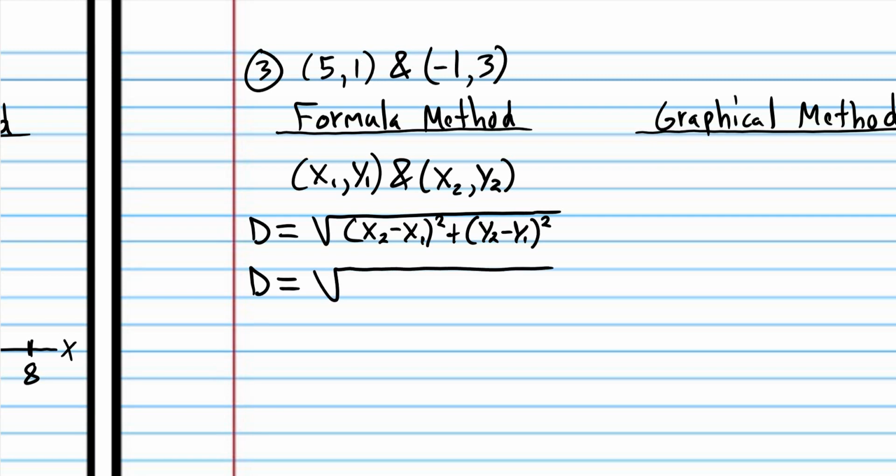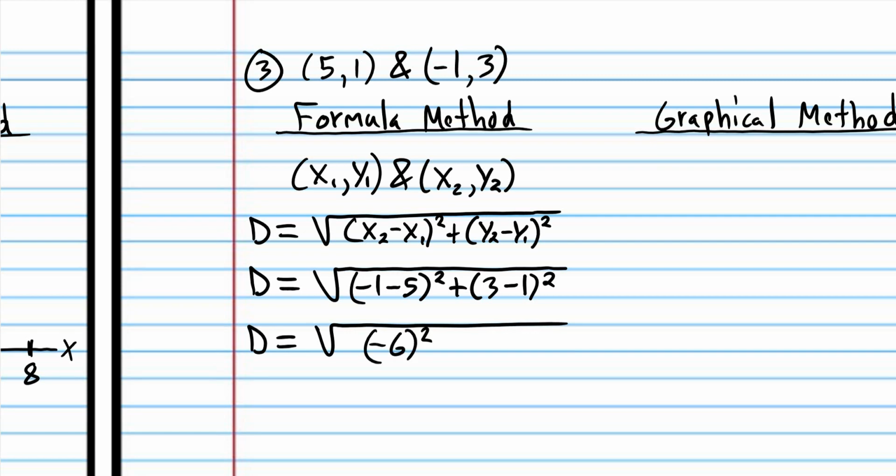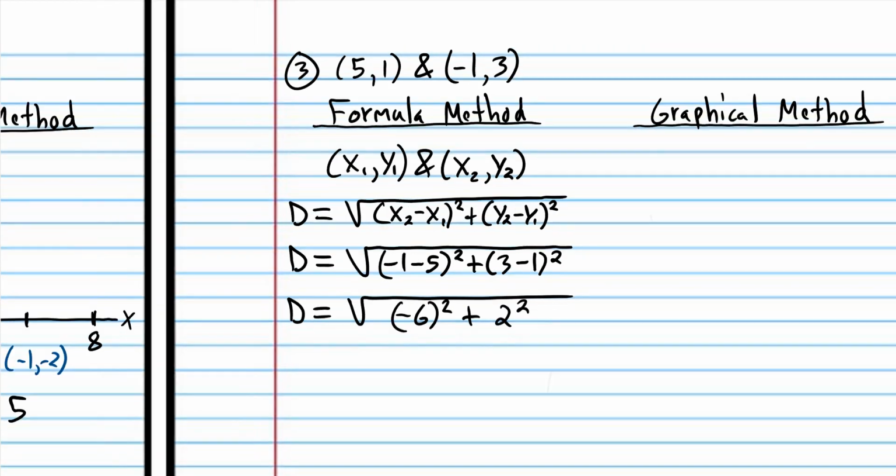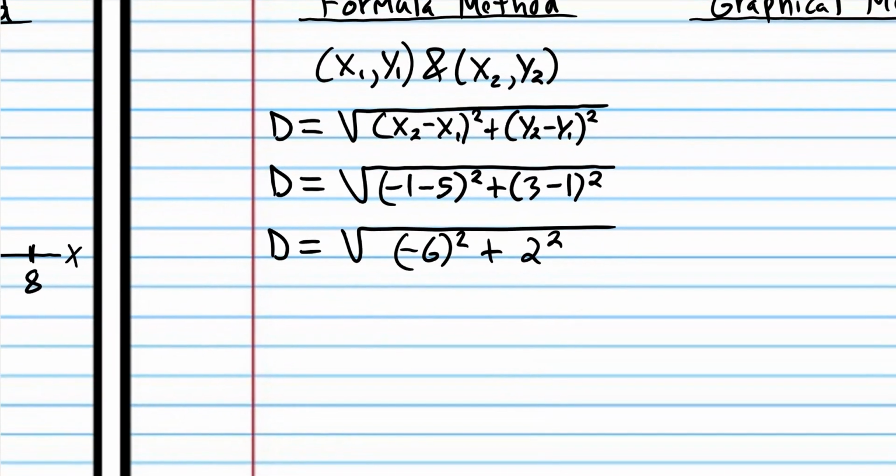So x2 is -1, x1 is 5, y2 is 3, and y1 is 1. Now we just do the operations. -1 minus 5 is -6, and remember to put those parentheses. 3 minus 1 is 2, and we don't need parentheses on that one because it's a positive 2.